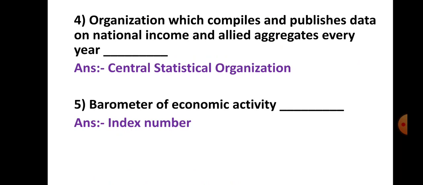Now let us see the next example, barometer of economic activity. Which is the barometer of economic activity? Here the correct economic word is index number. So in this objective type question, no need to write the format of the question, directly mention the answer.